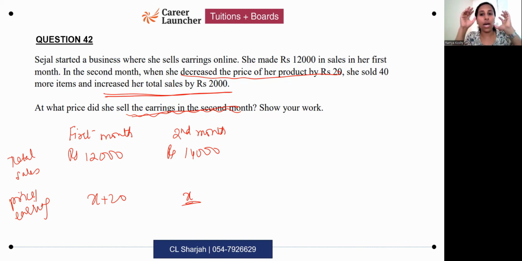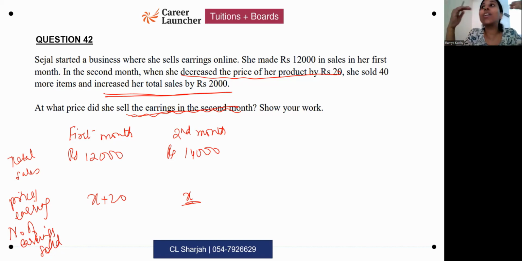Okay. Now I need to see how I can form an equation. What was the number of earrings sold in the first month? I don't have to introduce a new variable. I won't introduce a new variable because I know this is a quadratic equation. How do I know this is a quadratic equation? You remember the point which I told you in the previous case?